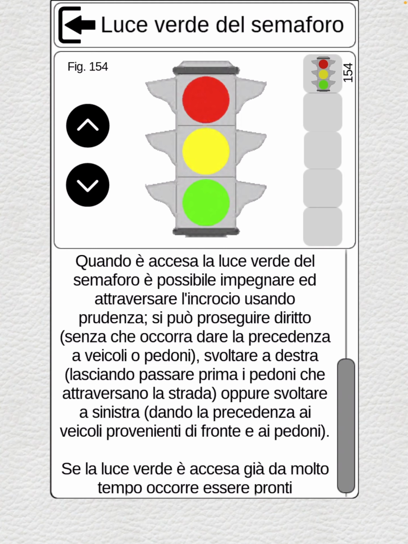Green light, when it comes on, it's trying to tell you that you are free to cross the road. Always remember, if you are turning to your left or right, svoltare a destra o a sinistra, you must give precedence to those who are crossing with you. Maybe they are on foot or on a bicycle, you give them precedence. But if you are going straight, you have the precedence over every car.